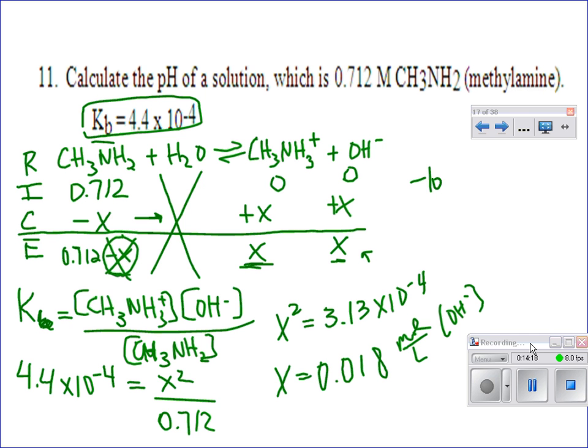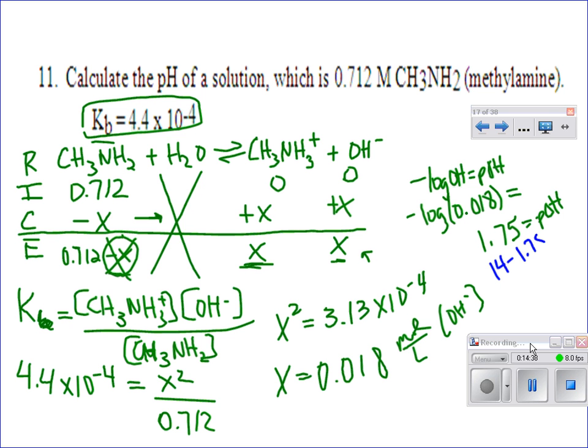So if I take the negative log of OH, I get pOH, right? So what's the negative log of 0.018? 1.75, that's pOH, but is that what they're asking for? No, they want pH, so 14 minus that gives me 12.25, which is 2.66, so this is correct.